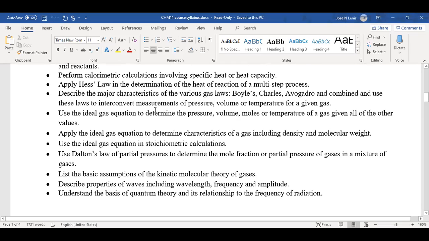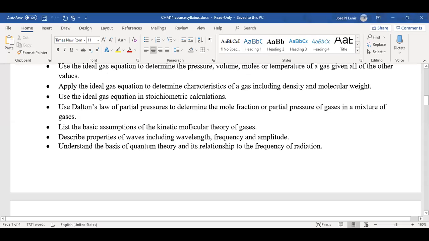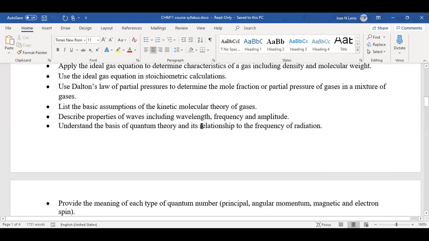Some properties of gases like pressure, volume, temperature, and the relationship between those and the number of moles, ideal gases, the comparison between ideal gases and real gases, and also the kinetic molecular theory of gases.